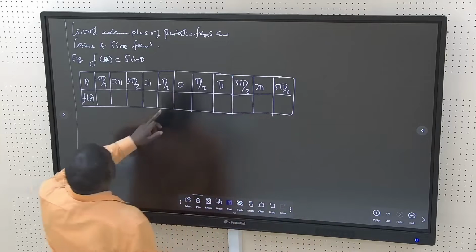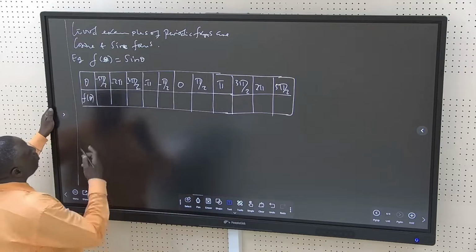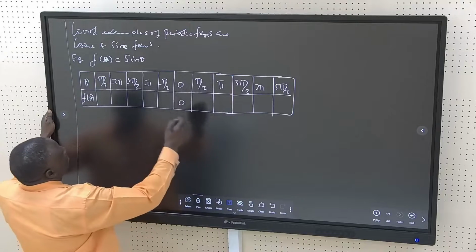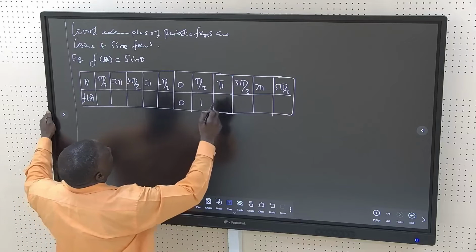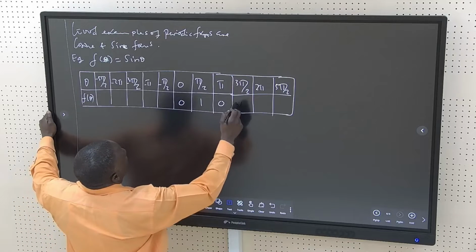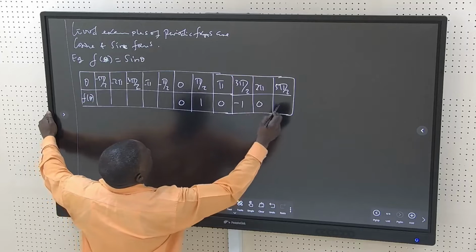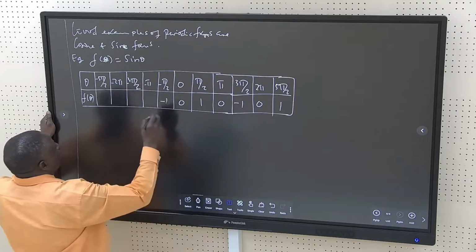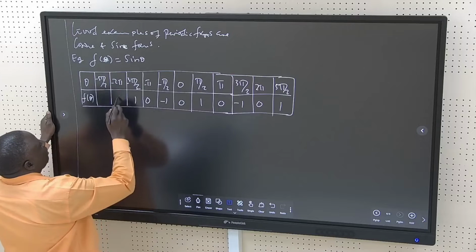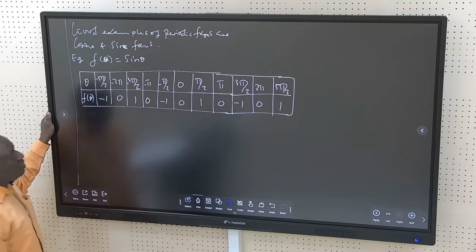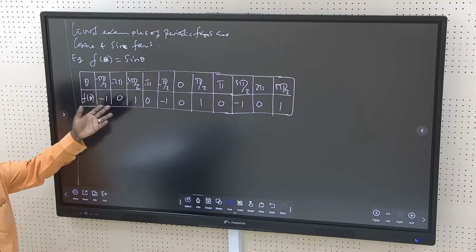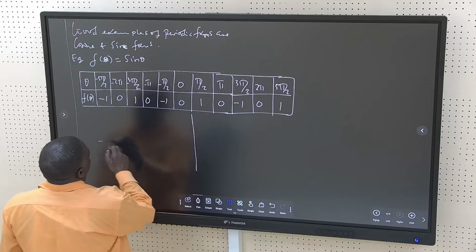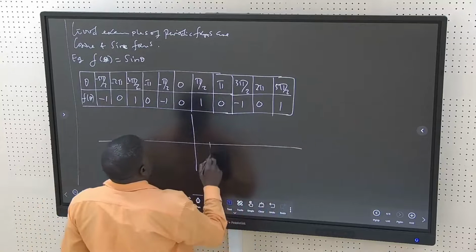For when theta is 0, sine is 0. When theta is pi over 2, sine is 1. Here it is 0, this is negative 1, this is 0, this is positive 1. When theta is negative pi over 2, this is negative 1, this is 0, this is 1, this is 0, and this is negative 1. These are simple.